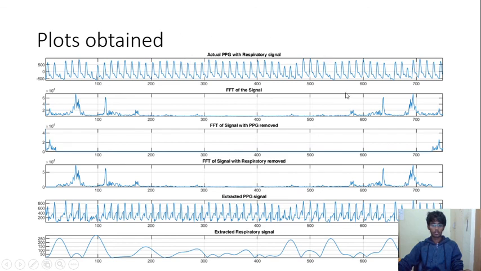So these are the plots that we actually obtain. This is the actual PPG with the respiratory signal, and this is the FFT. This is similar to the one we obtained. Now we remove the PPG signal, so you can see only these parts are left at the beginning and at the end. And also we remove the respiratory part, so you can see this part is what we get. And this is the extracted PPG from this signal, and this is the extracted respiratory signal after doing IFFT. You can see this is pretty much similar to the plots that we obtained in the previous one.